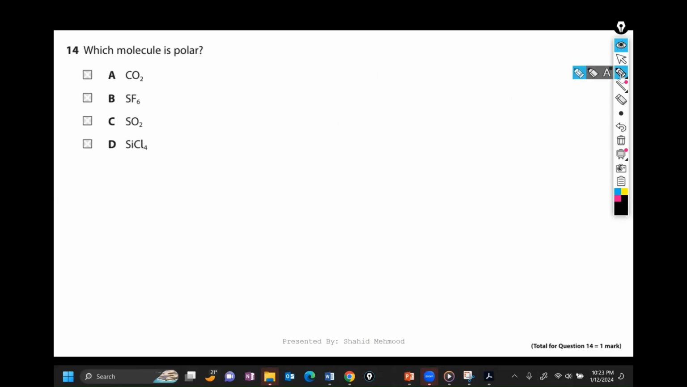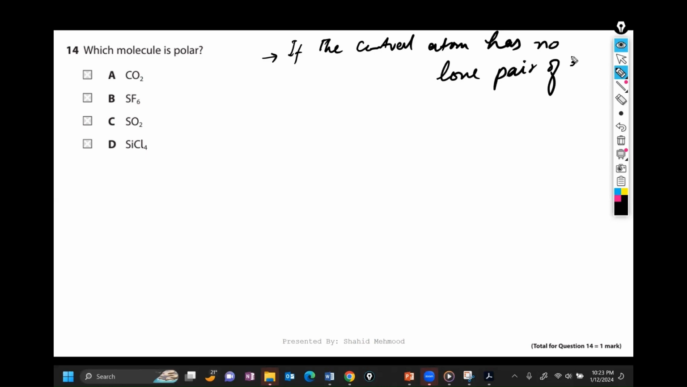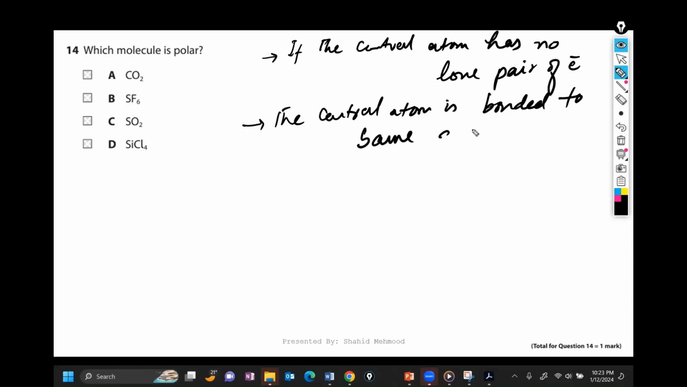Which molecule is polar? Now, for the multiple choice, you can quickly reach the answer by following these 2 rules, because these 2 rules mostly work, not in all situations, but in most cases. If the central atom has no lone pair of electrons, and the second rule is that the central atom is bonded to the same atoms. If both conditions are followed by a compound, it will be non-polar. But here we want to reach a polar molecule.